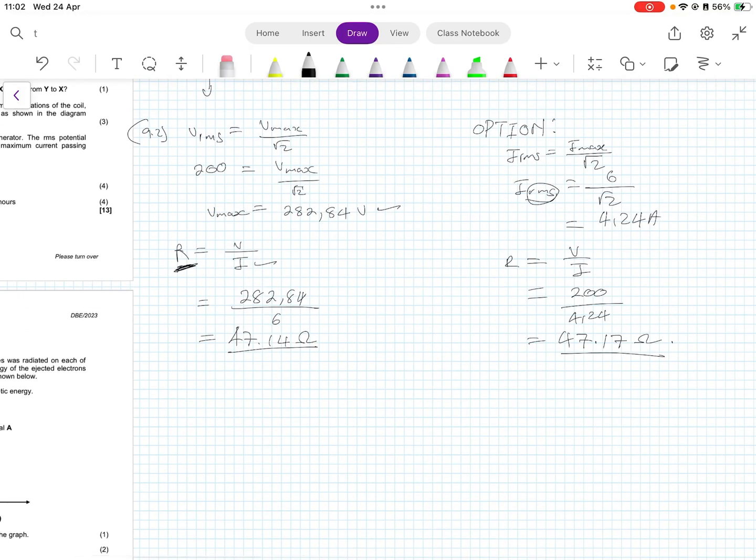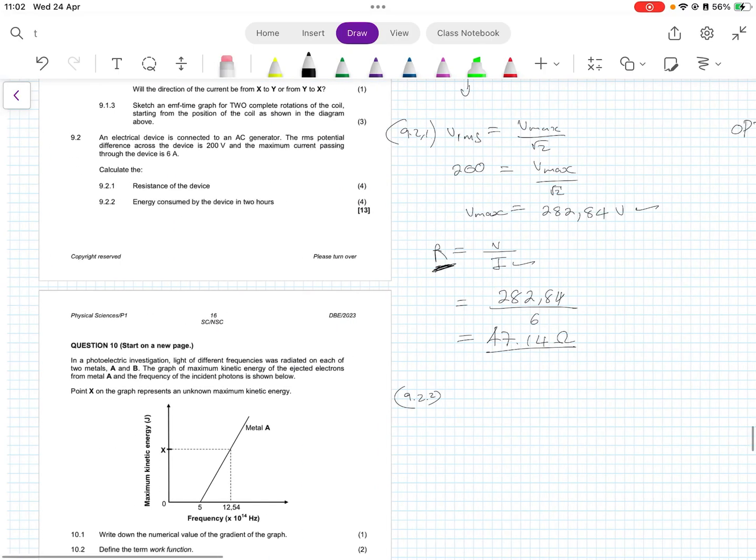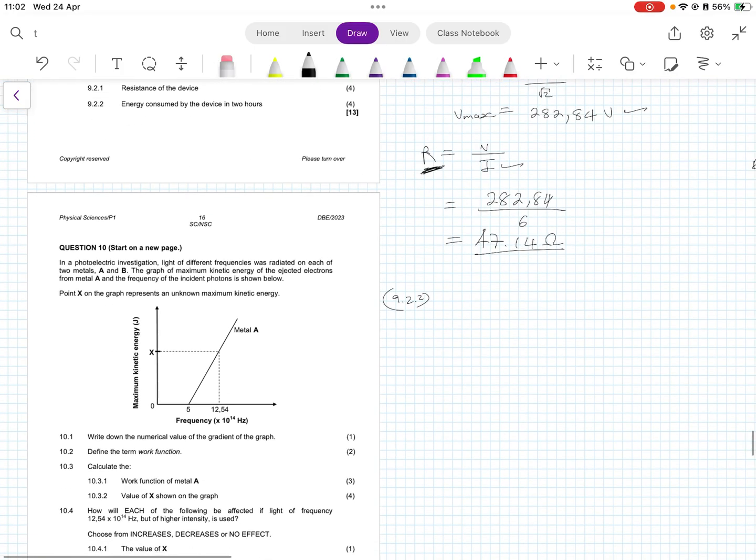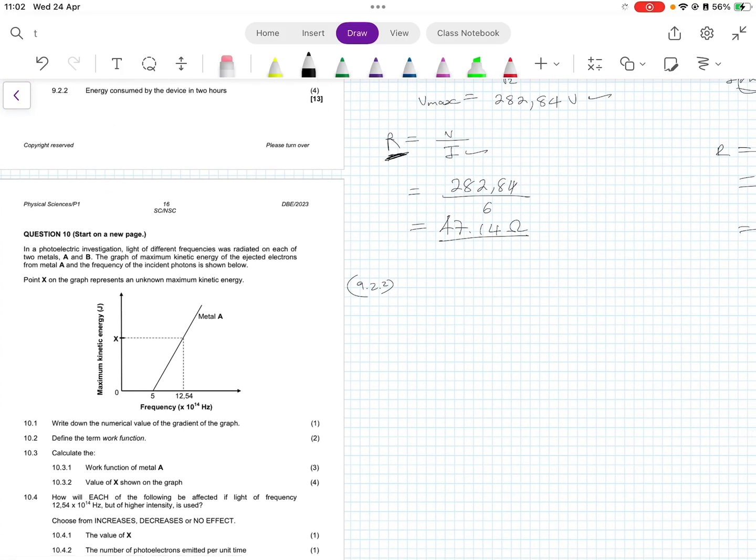9.2.2. 9.2.2 is asking us to calculate the energy consumed by the device in 2 hours. Now, the energy consumed by the device in 2 hours will be given by the amount of work done, okay? And the amount of work done by an electrical component is given by the current squared through the component multiplied by the resistance times the change in time, okay?